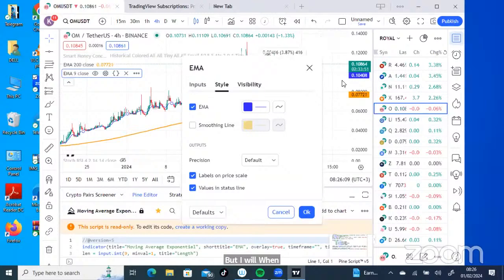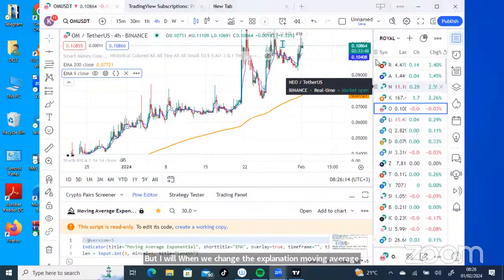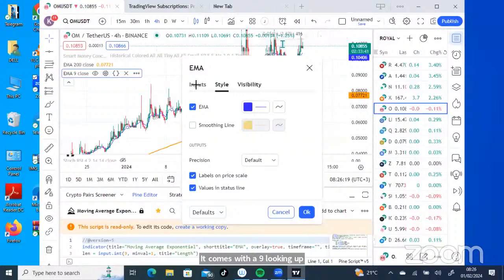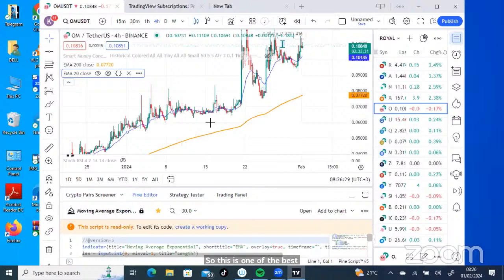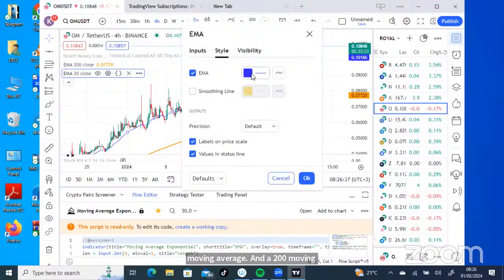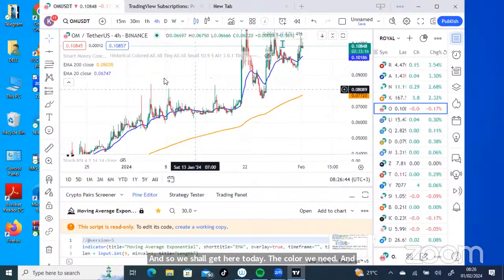When we change the exponential moving average, we add on another one. It comes with a 9 by default. Then we change this input to a 20. So this is one of the best combinations, combining a 20 moving average and a 200 moving average. And so we get here to the style, the color, we leave it at blue, and we change the thickness so that it could look a little bit thicker.